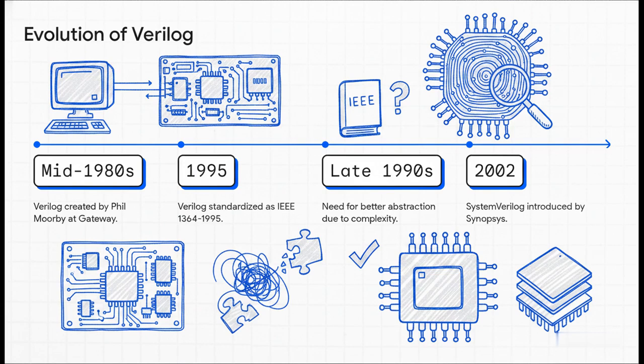But as we all know, technology moves incredibly fast. By the late 90s, Moore's law was just pushing chip complexity to staggering new heights, and designs simply outgrew the original Verilog language. Engineers were hitting a real crisis. They didn't have the abstraction needed for these massive environments, and testing these sprawling chips to make sure they'd actually work was becoming, well, nearly impossible.